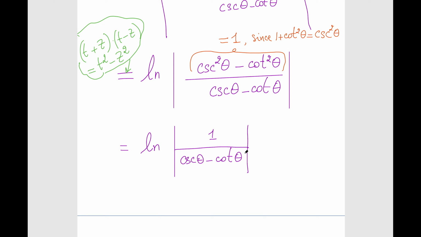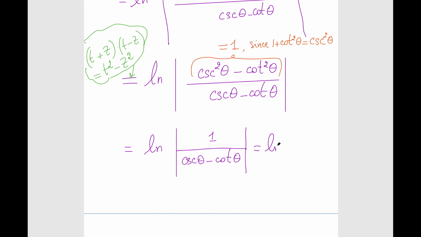And the absolute value of a quotient is the quotient of the absolute values. So this becomes the absolute value of 1 divided by the absolute value of cosecant theta minus cotangent theta. And the absolute value of 1 is 1. One more time, the absolute value of a quotient is the quotient of the absolute values. So we get the absolute value of 1 divided by the absolute value of cosecant theta minus cotangent theta. But what's the absolute value of 1? It's 1, right? So let's erase these things. So we get this.